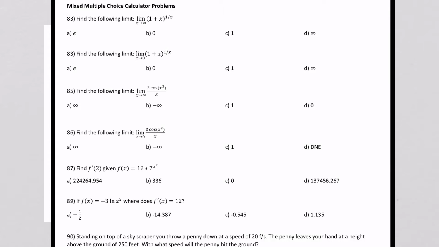All right, mixed multiple choice calculator problems. 83, finding a limit. So the first 83, the second 83, 85, and 86 are all finding limits on your calculator, a thing you need to know how to do. So let's do the first one.